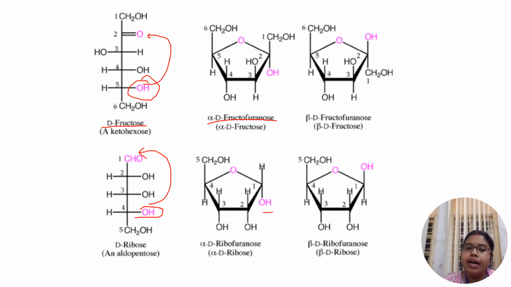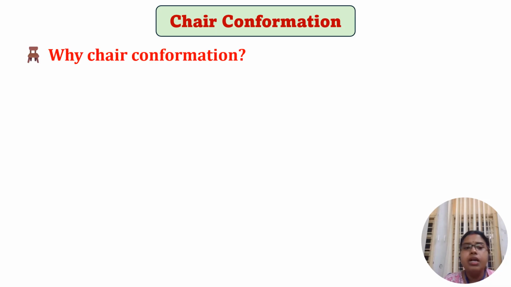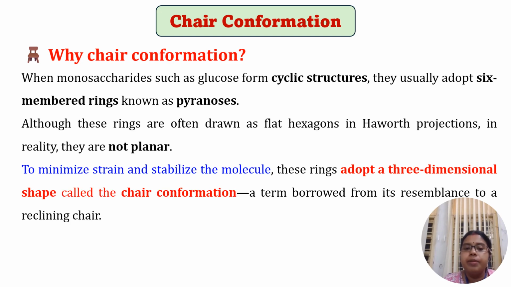After this, the Haworth projection. Next, we will start the chair conformation structure. So why the chair conformation? The Haworth and Fischer projections are both 2D structures, but the chair conformation represents the 3D structure. When monosaccharides such as glucose form a cyclic structure, they usually adopt 6-membered rings known as pyranose.